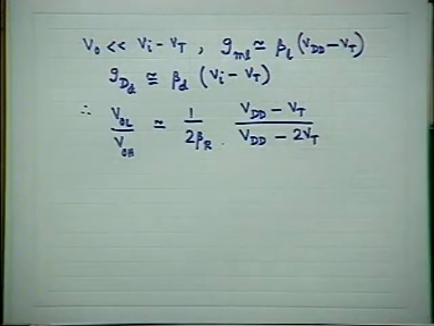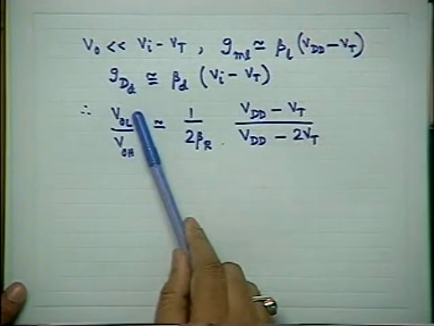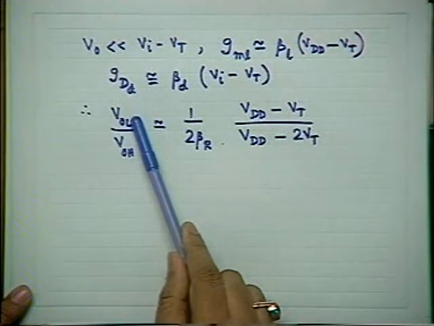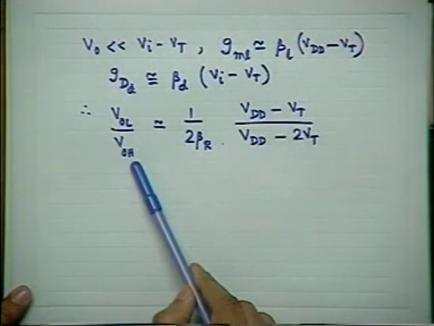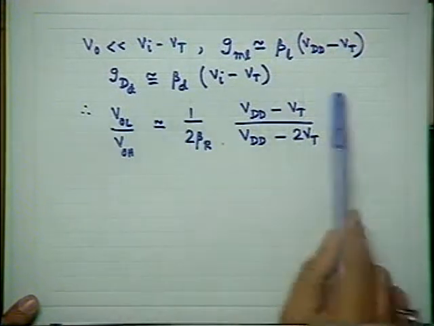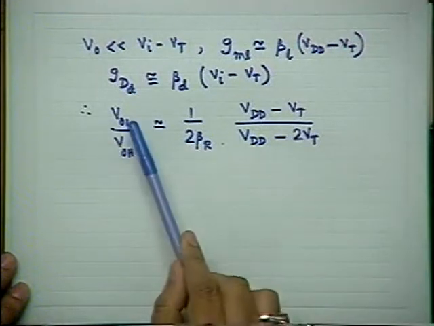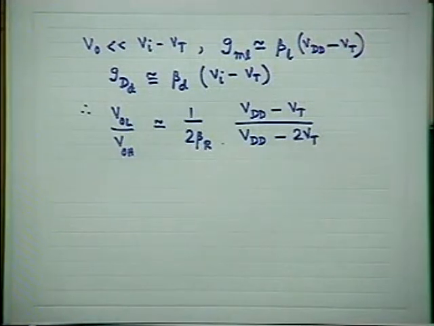So I can obtain a still further simplified expression for output voltage normalized with respect to the high state voltage, and the expression is this one. And this is a very significant expression. You see that I have to minimize the value to improve the noise margin. I have to reduce the value of VOL.